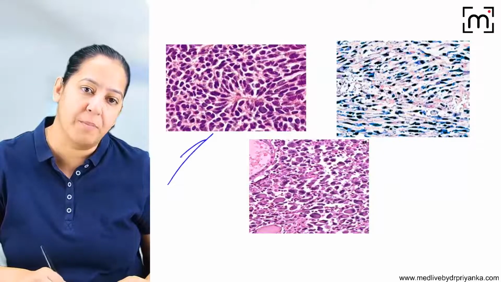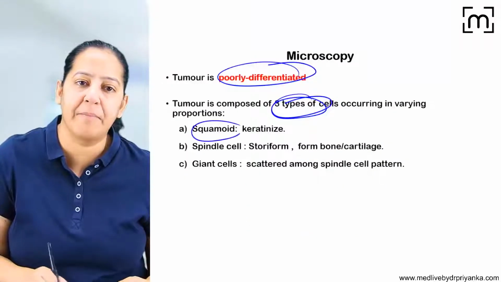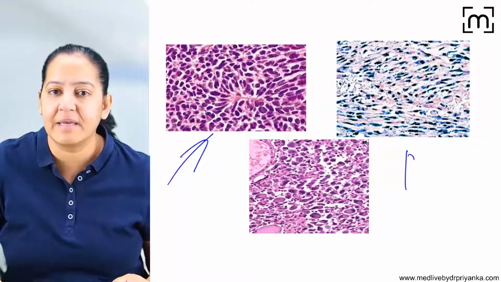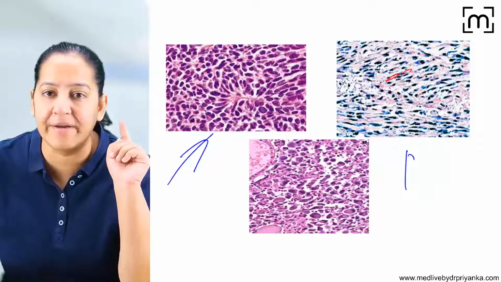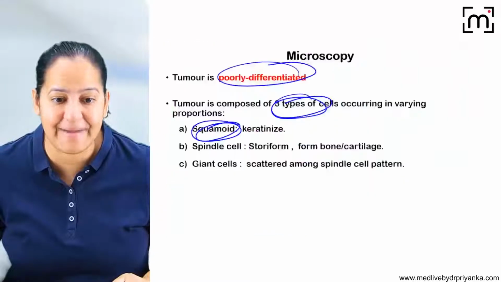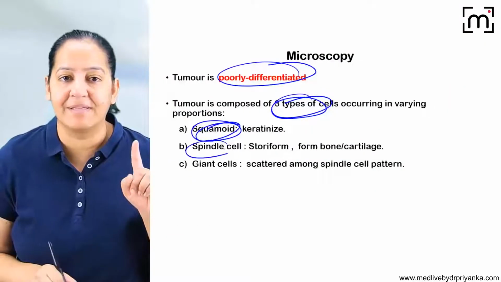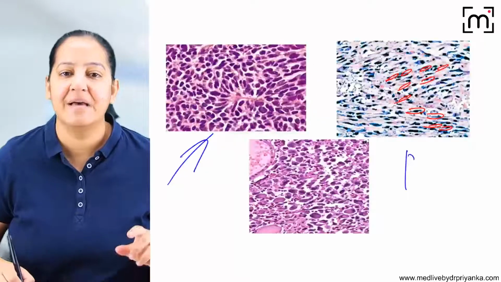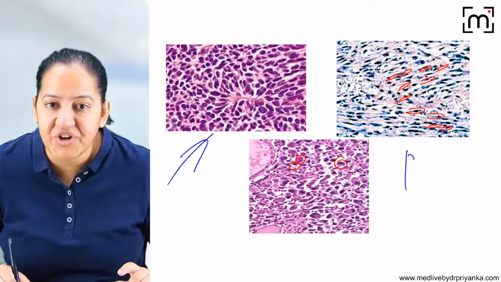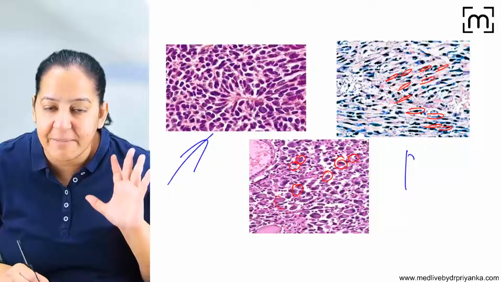Sometimes it is looking like squamous. It is looking like squamoid. Can you see squamoid pattern? Sometimes it is looking like spindle cells. Can you see all the tumor cells are looking spindloid? They are looking like spindle cells. So it is spindle pattern, and sometimes it is giant cells. Most of the tumor cells are giant cells having multiple nuclei.